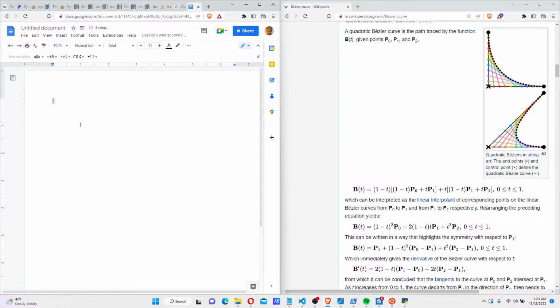Insert equation. So x of t is equal to 1 minus t quantity squared times x naught plus 2 times 1 minus t times x, so the control point, and then plus t squared times the second endpoint. Alright.